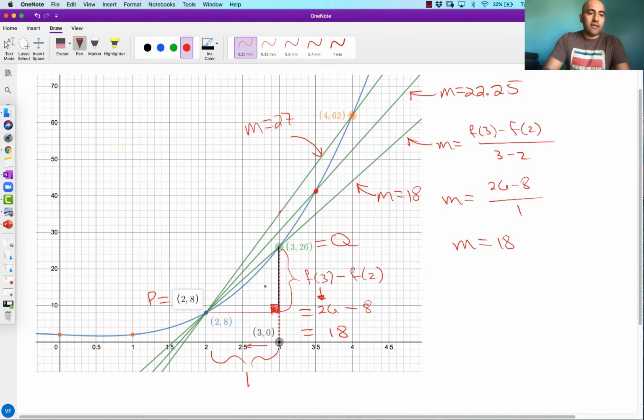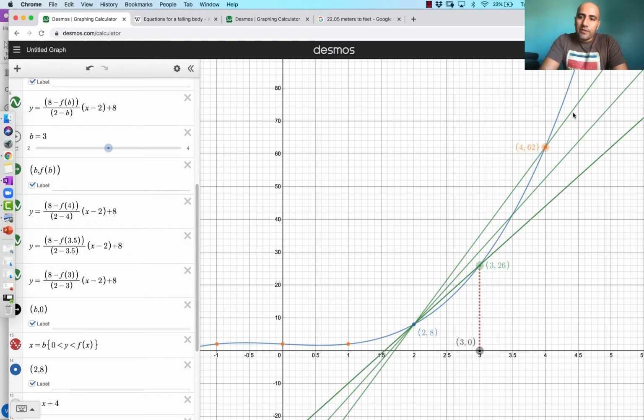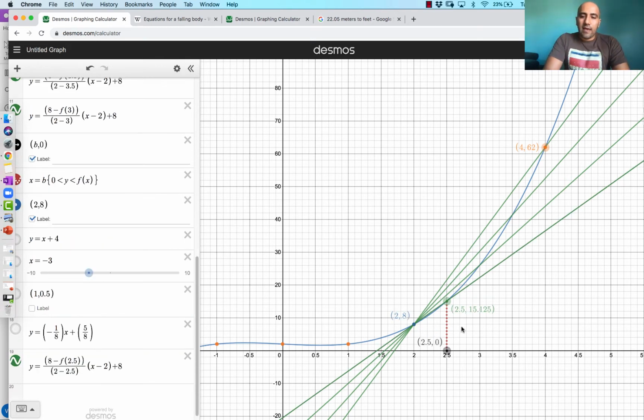So let's see what it looks like on Desmos. So there it is. So remember, this slope over here was 27. The slope of this one was 22.25, and we just found the slope of this one to be 18. But now we want to get even closer, so we're going to scoot this even closer. We can go over to 2.5, and we can figure out that slope. I'm not going to do that. I think you can see how we can find that if we wanted to. So that's what it would look like when the input value is 2.5, and then we get even closer and even closer and even closer.